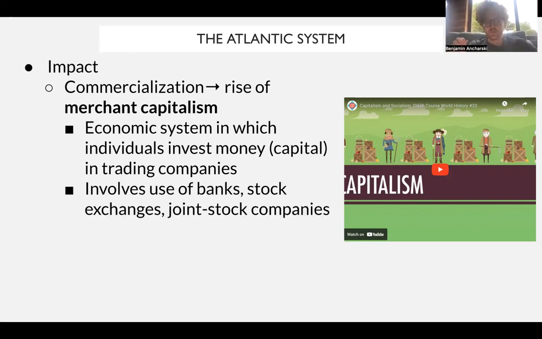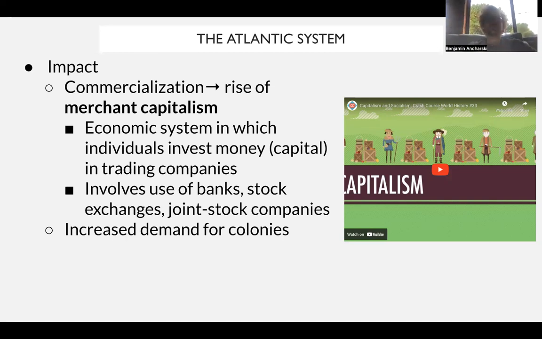So another facet of merchant capitalism is going to be the involvement of things like banks and stock exchanges and joint stock companies. These are terms we associate with merchant capitalism. Another big impact of this Atlantic system emerging is going to be further demand for overseas colonies, especially for raw material extraction. That's going to lead to that competition I described in the last chapter.